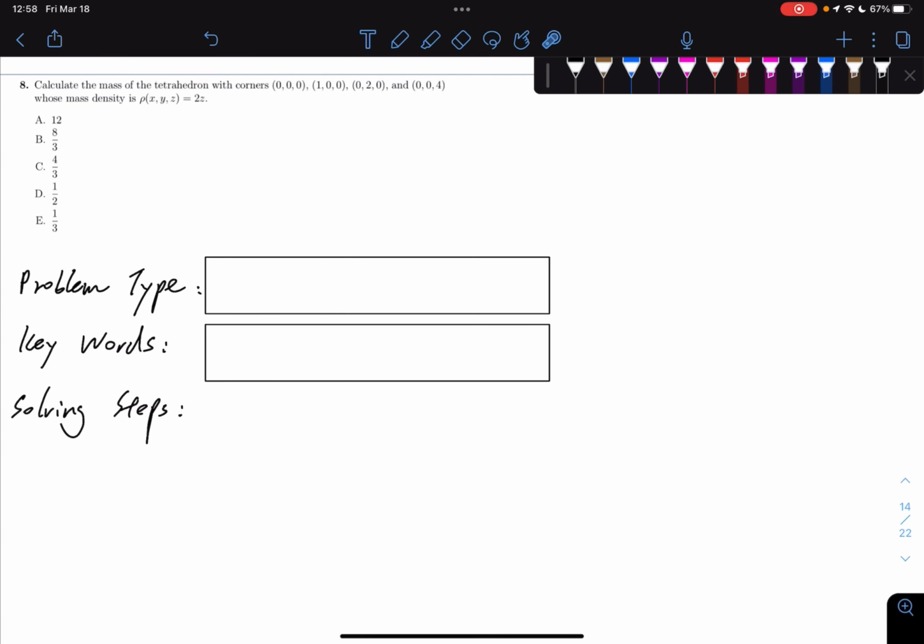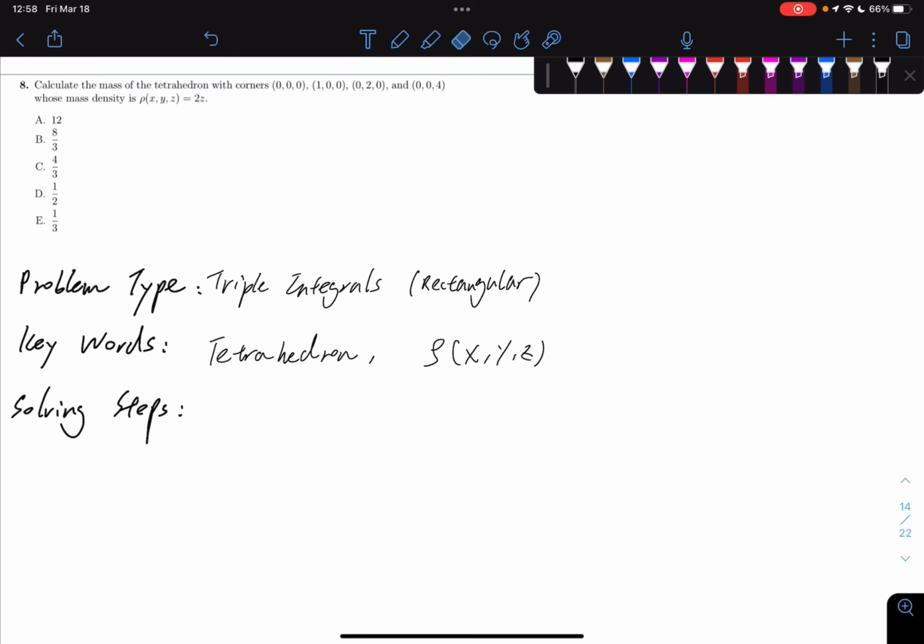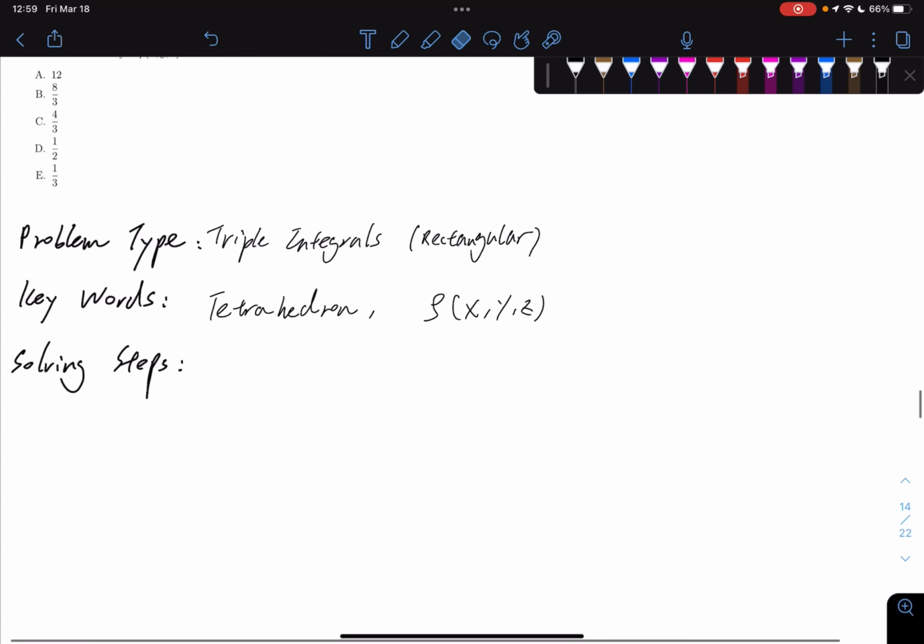That means it's very unlikely that we are going to be able to use cylindrical coordinates and spherical coordinates effectively to solve the problem. So these are the two main giveaways, right? It's a tetrahedron, and also the rho is expressed in terms of x, y, z. So this is obviously a triple integral in rectangular coordinates problem. Or you can think of it as a mass calculation problem, but essentially that boils down to a triple integral. So the solving steps.